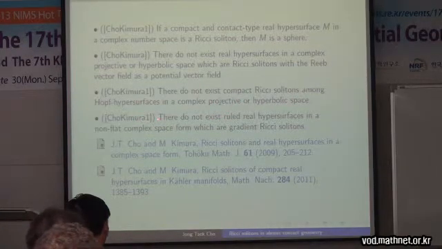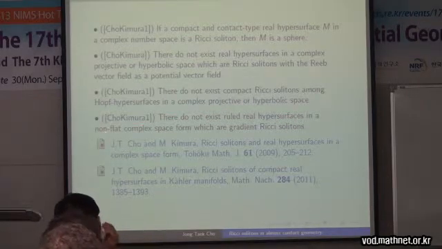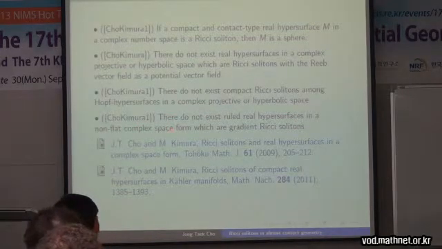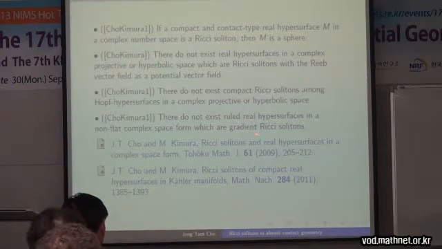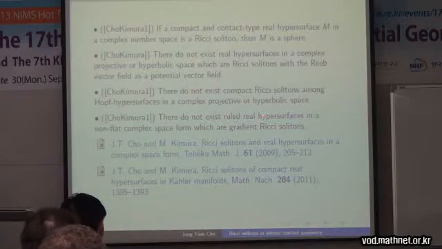Another one: there do not exist ruled real hypersurfaces in a non-flat complex space form which are gradient Ricci solitons. A ruled real hypersurface is a totally geodesic foliated real hypersurface, roughly speaking. These are my two papers.